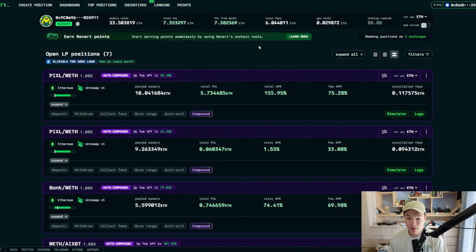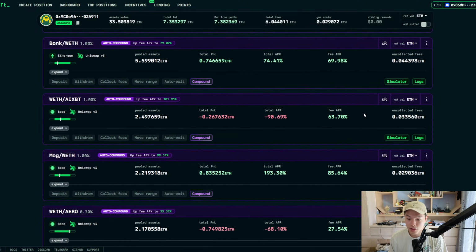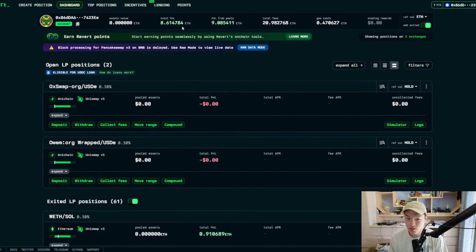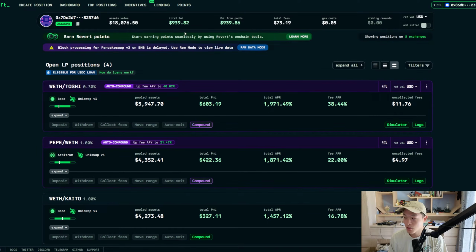If you look at my current open positions, I'm sitting at a 7 Ethereum profit while earning some really nice fees here. My closed positions total 8.6 Ethereum profit. If you add those two numbers together, it's roughly 16 Ethereum profit. I also have this wallet set up where my goal is not to make an Ethereum profit, but a US dollar profit while earning some really nice cash flow.